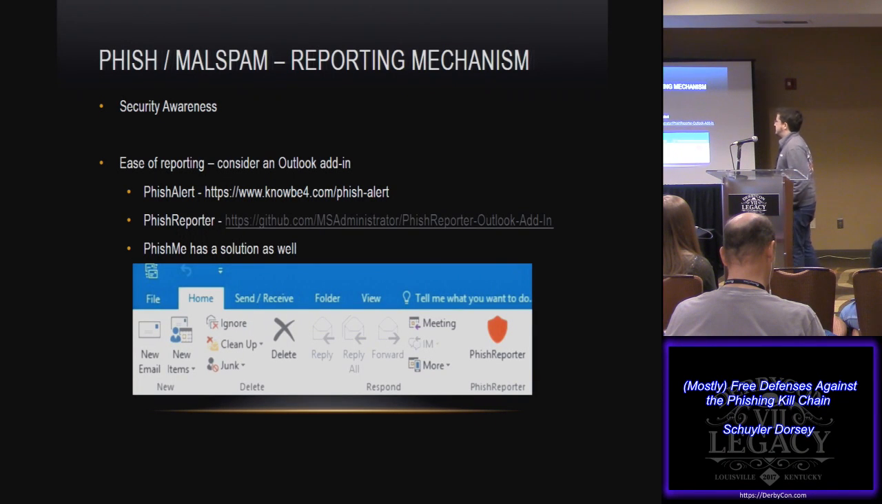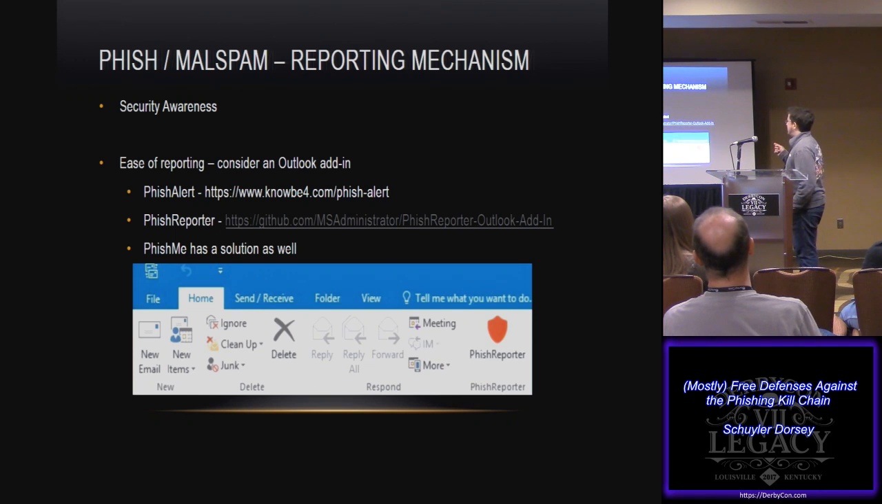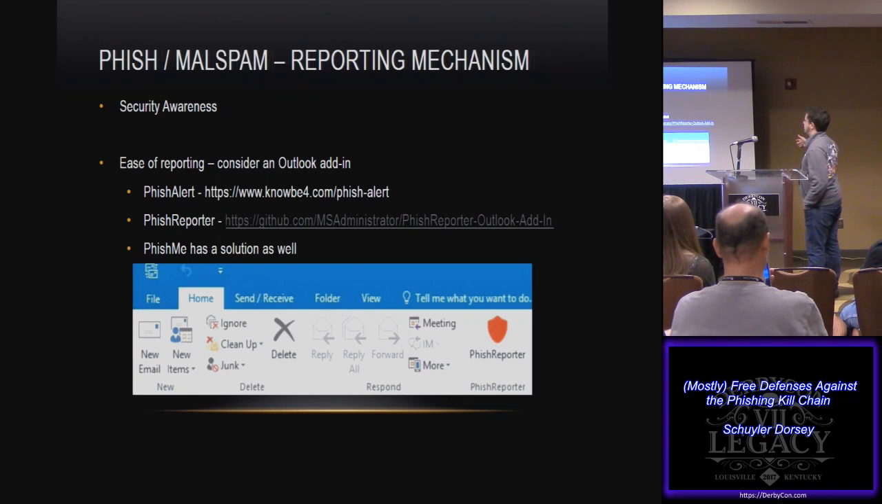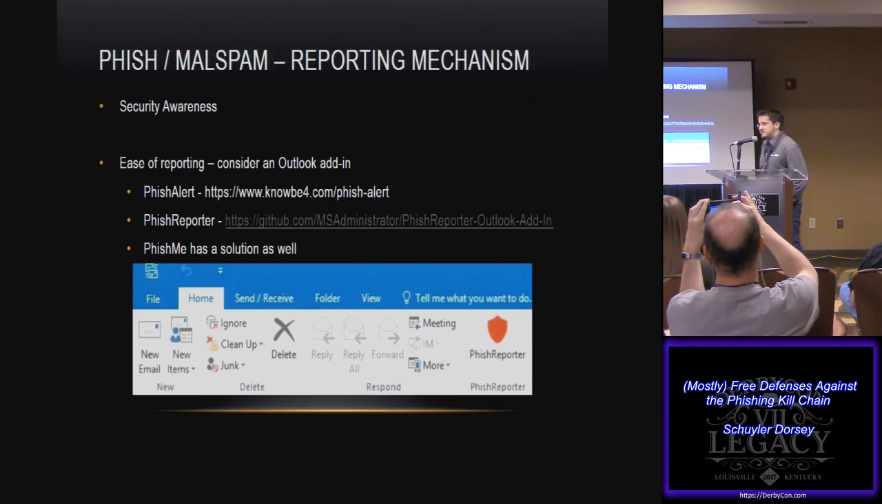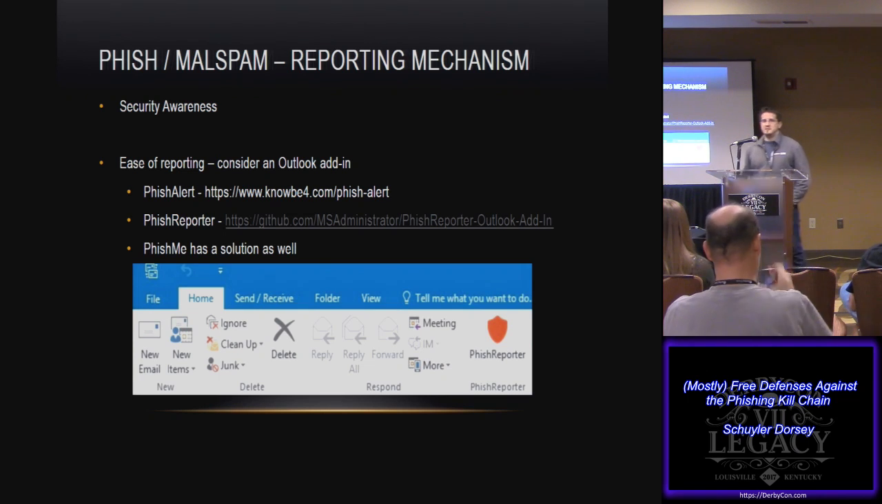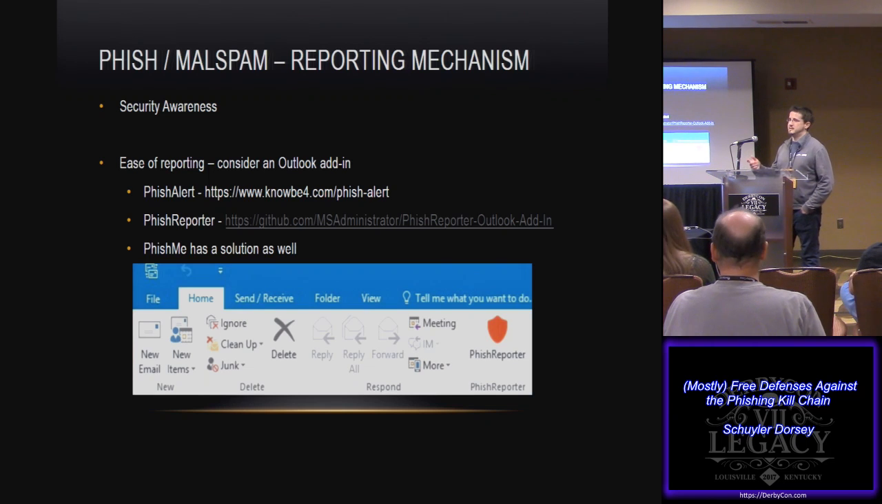Another great thing you can do is there are several Outlook add-ins available that are free that make it easier for your user to go in and report it to you. One is Phish Alert by KnowBe4. There's the Phish Reporter itself, which I think is on GitHub. PhishMe has a solution as well. I'm not too knowledgeable on it. But the concept here is, for anyone who's had an end user report a phishing email to them, oftentimes they'll just forward it to you, but you lose the headers and then you have to go through the rigmarole of giving them directions on how to get it to you.